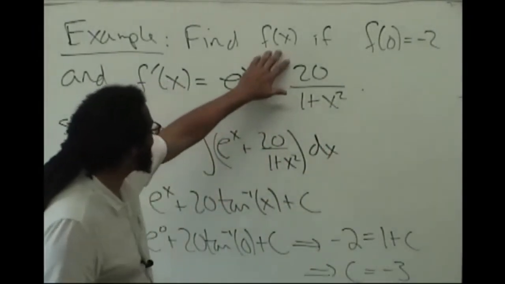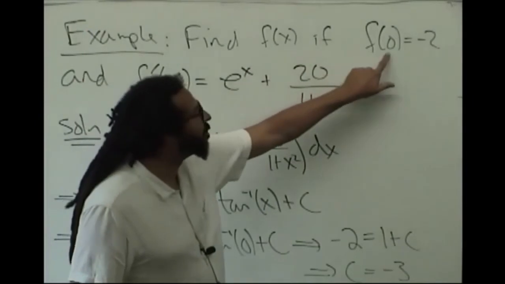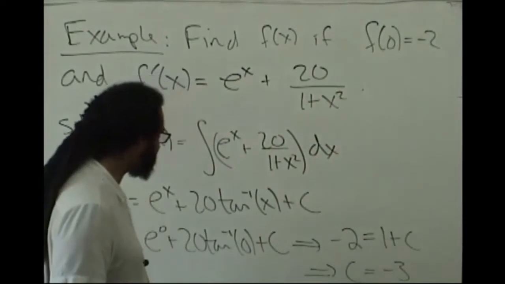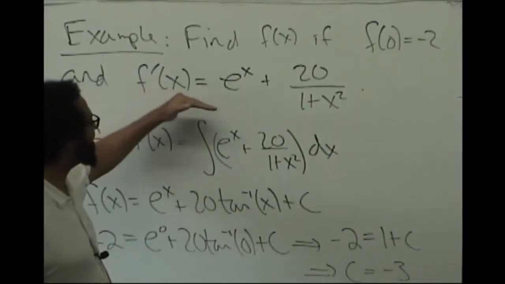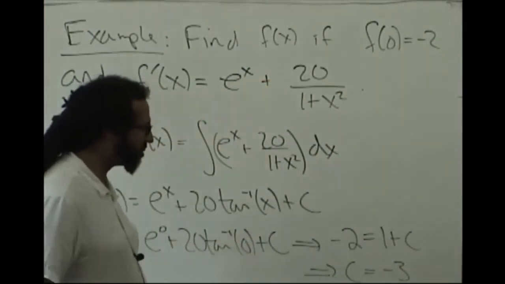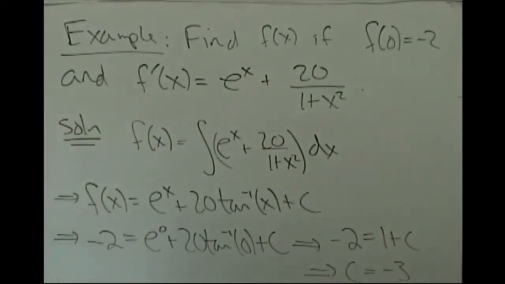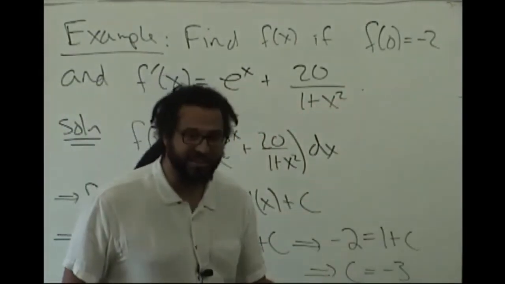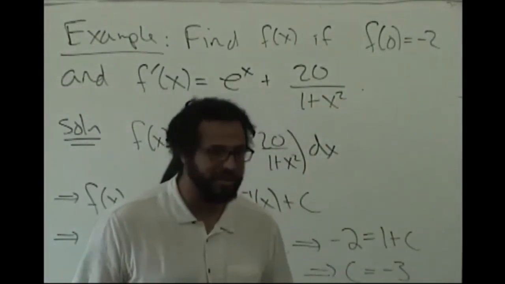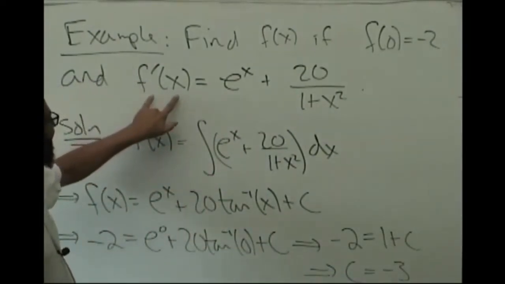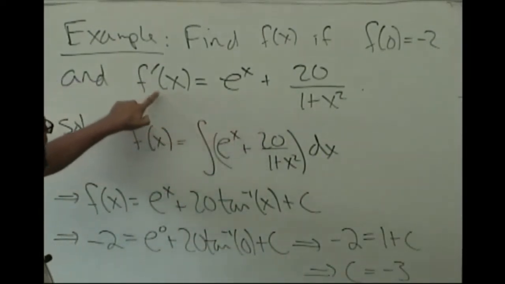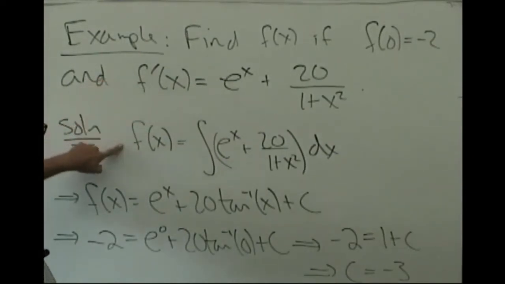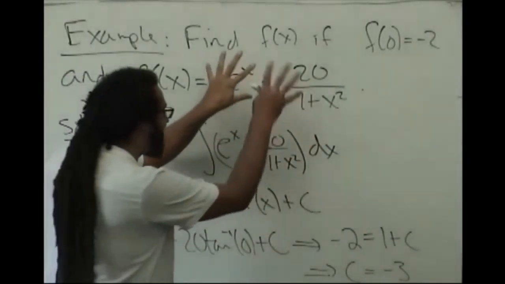So in this example, we want to find f of x if we know that the initial condition, f of 0 is equal to negative 2, and we know that f prime is equal to e to the x plus 20 over 1 plus x squared. So we want to do the same thing as before, only in the end, we want to actually find what c is. That's the only difference. So if I know that f prime is equal to this thing, then I know that f of x, the antiderivative will undo the derivative.